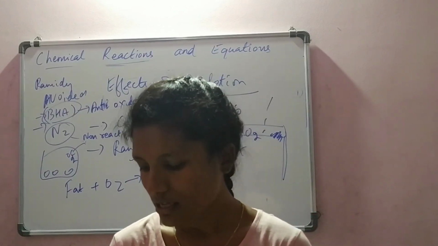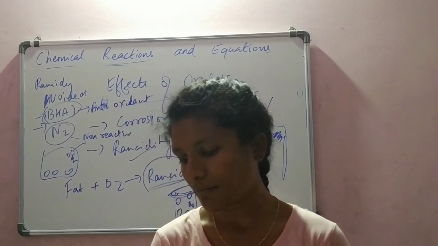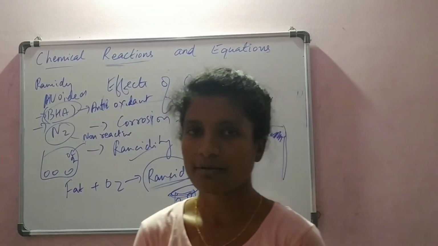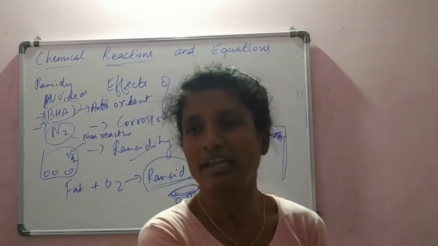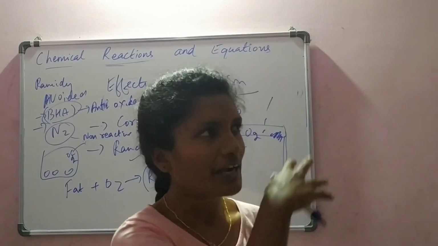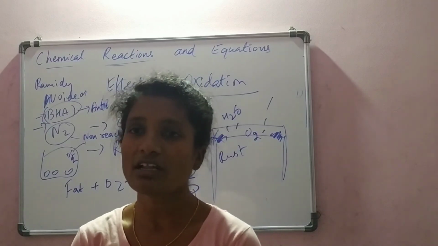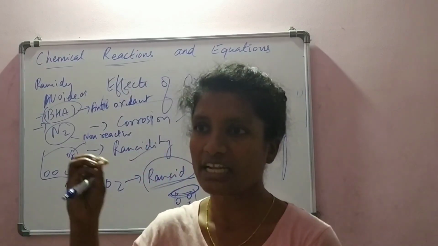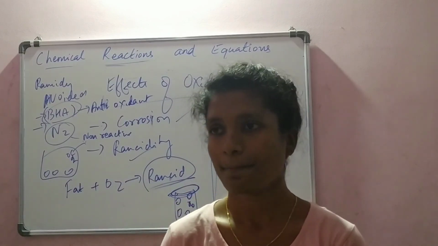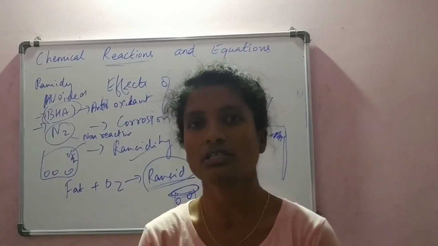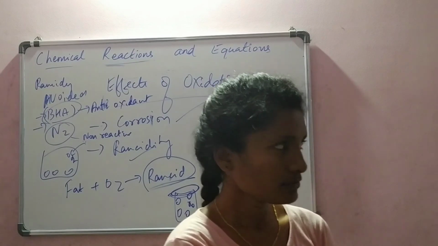The last method is that rancidity can be retarded by storing the food away from light. If you expose this oil food more to the light, it gets rancid because the atmosphere contains oxygen and light will enhance the reaction. If sunlight falls on that material, oxygen will react more quickly. So avoid keeping oil foods in the open air.